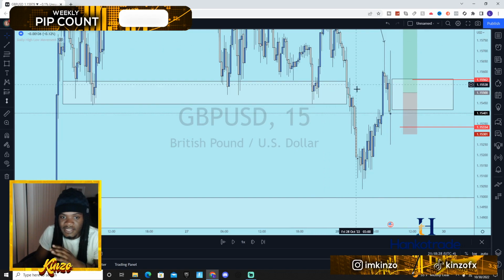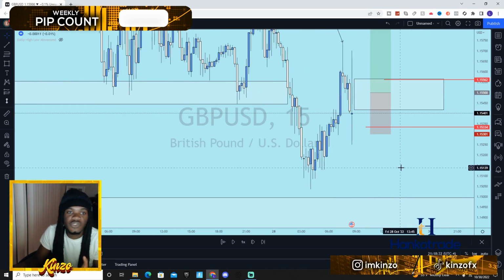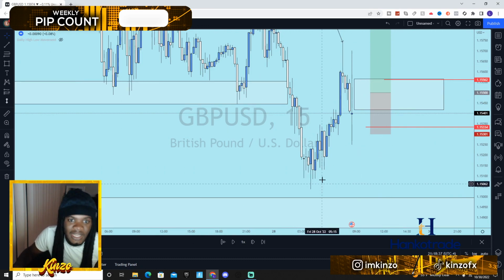Now we're not trying to catch the lowest point of that stop hunt. We gotta still follow structure, right? And see if price is gonna actually give us that type of trade. So let's come back over here. Price ended up making this low, right?